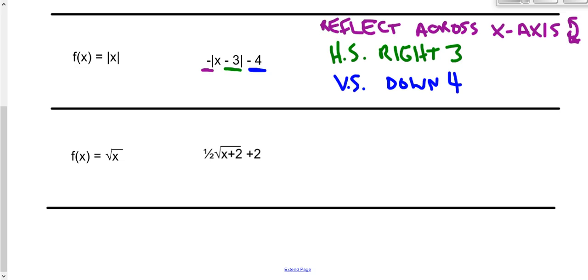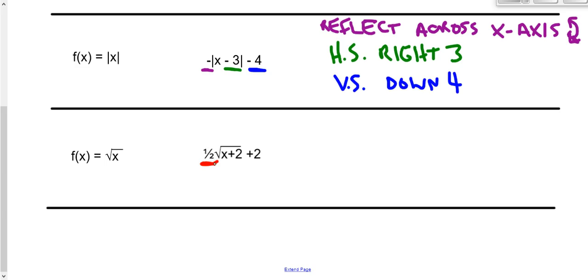We have a 1/2 in front of our square root sign. So that 1/2, even though it's a fraction, that is being multiplied. So that's going to talk about stretching or compressing. And because it's a fraction smaller than 1, that is a compression. So it's going to squish it down, top and bottom, and it's going to push it in toward the middle, okay?